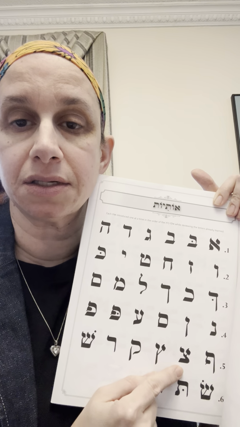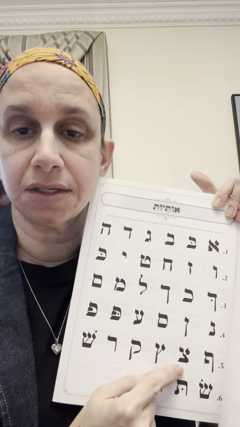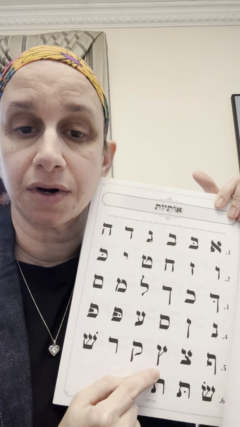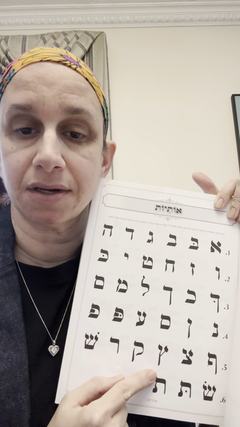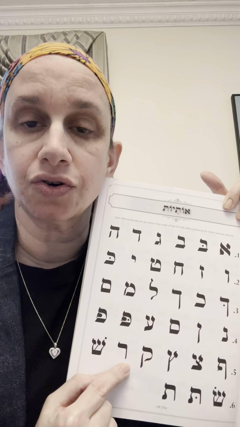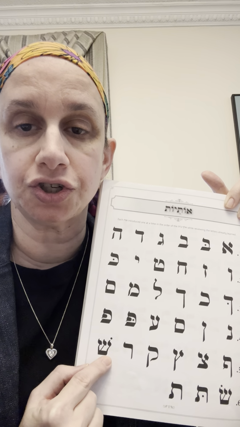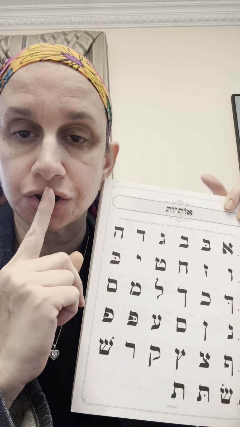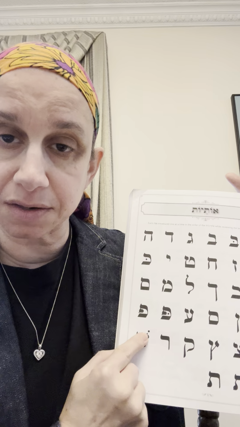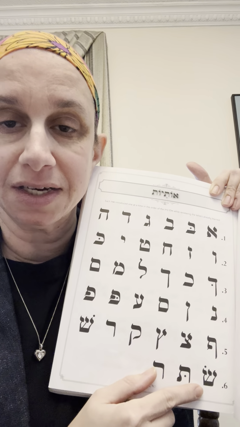Tzadi. Ts. Ts. Like pizza. Pizza. Tza. It's the ts sound. Tzadi sofit goes at the end of a word. Same sound. Ts. This is kuf, K. Resh, R, like an R. Shin, sh. Has the dot on the right side. That's important. Otherwise, it sounds like the next letter, which is a sin.